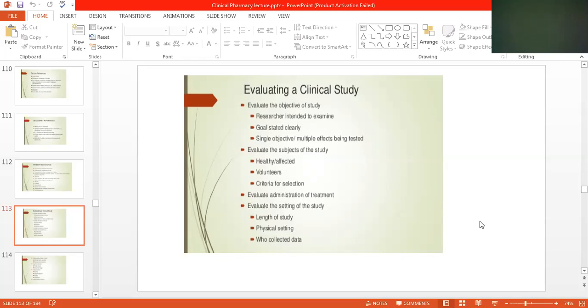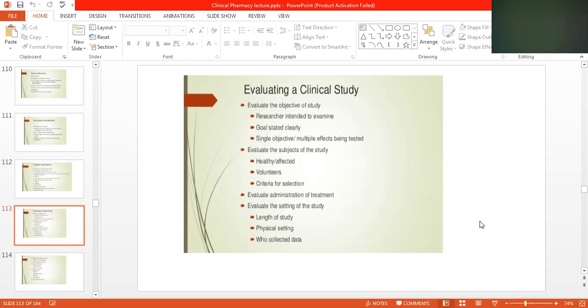Evaluate the subject of the study: healthy or affected volunteers, and criteria for selection. Because when you go for a clinical study of any new product, you will do this trial on healthy individuals. We call it a phase 1 trial. In phase 1 trial, we only look into the pharmacokinetics of the drug by giving a single dose of that medication and taking blood samples, to find out the peak of bioavailability, the serum level, that will be achieved in the body with this drug.